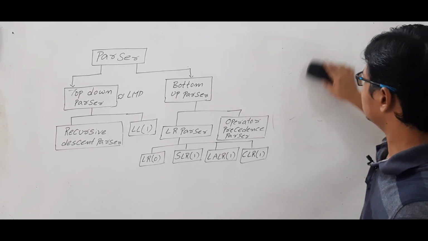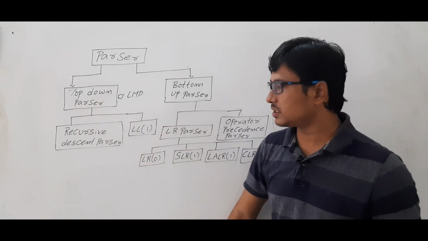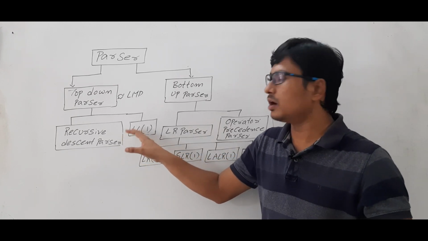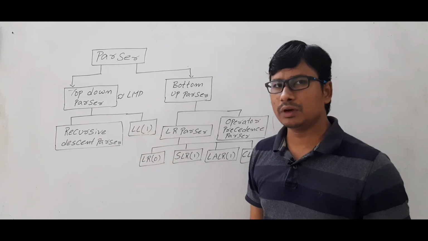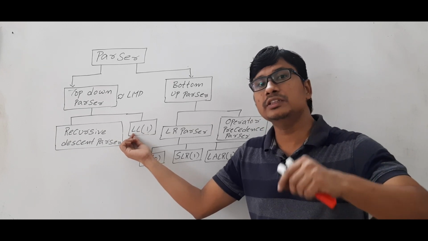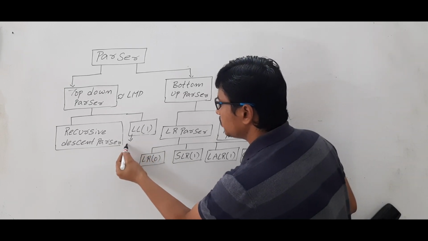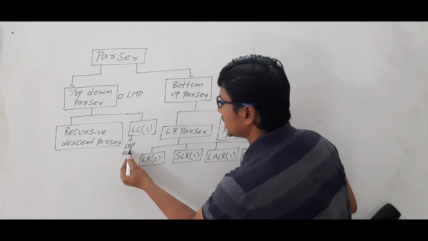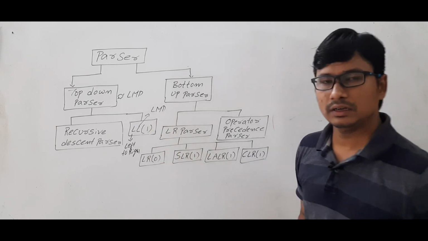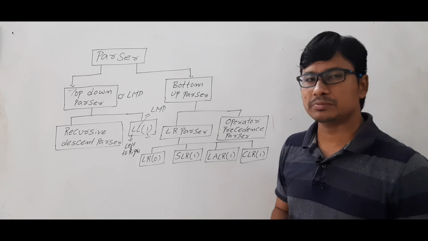Now let me discuss how the top-down parsers are classified into two types. They are the recursive descent parser, and the non-recursive descent parser, or predictive parser, or LL1 parser. What is meant by LL1 parser? The first L represents that you are reading the input from left to right. The second L represents that you are doing the leftmost derivation. And 1 represents how many input symbols you are looking at a time.